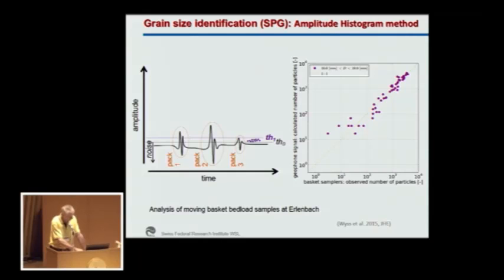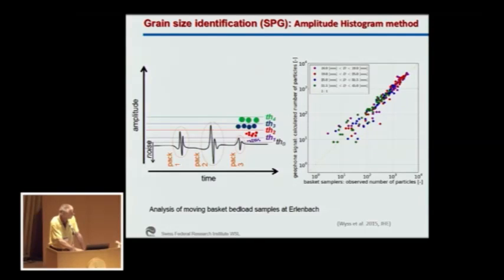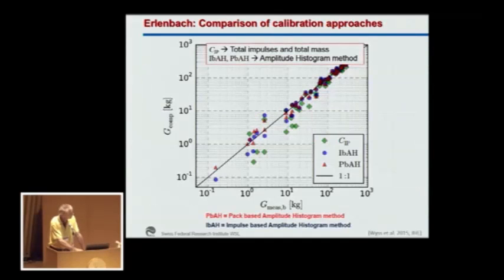So here you see the result of calculating the number of particles from the signal, of course, after calibration, I have to say, for the smallest, the next particle size range, and so on. And yeah, over several orders of magnitude, there is quite a good correlation.